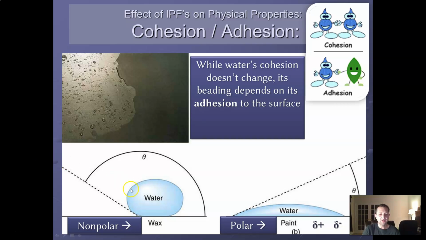So when water is on a nonpolar surface like wax, it beads very well. The cohesive forces of water are consistent between this image on the left and this one on the right. So water, again, on the right has the same cohesive forces. It's attracted to itself with that hydrogen bonding. But if you put it on a polar surface, maybe something that's painted, which has a relatively decent polarity to it, you're going to see that the water is going to bead less, okay, and spread out a little bit more. You see that here.